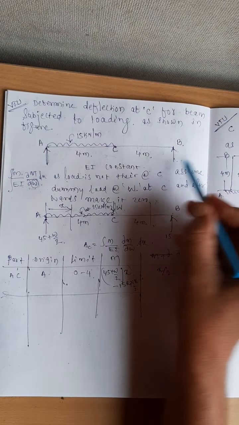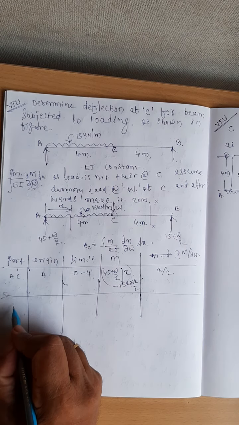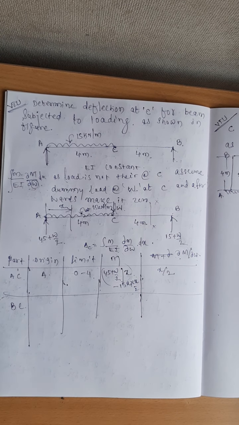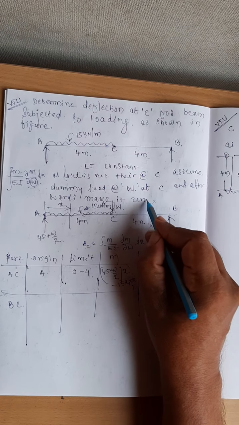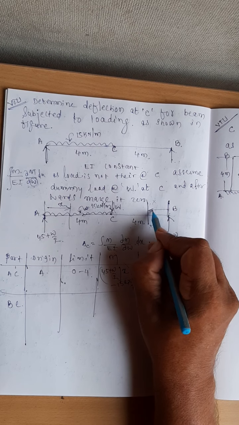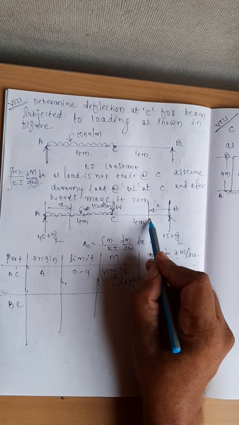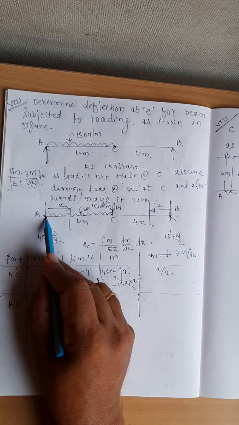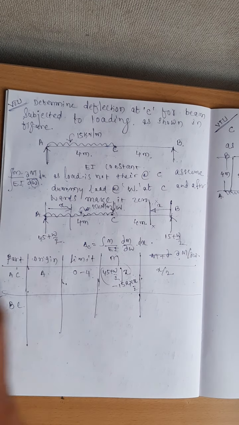Next you go for the part BC. Part BC is a bit simple for you. Only one load is there. Here I want the bending moment. I am preferring to take the origin at B. Why can't you take the origin at C or origin at A? Origin at C means you need to take this part, and all these loads are coming into calculation.